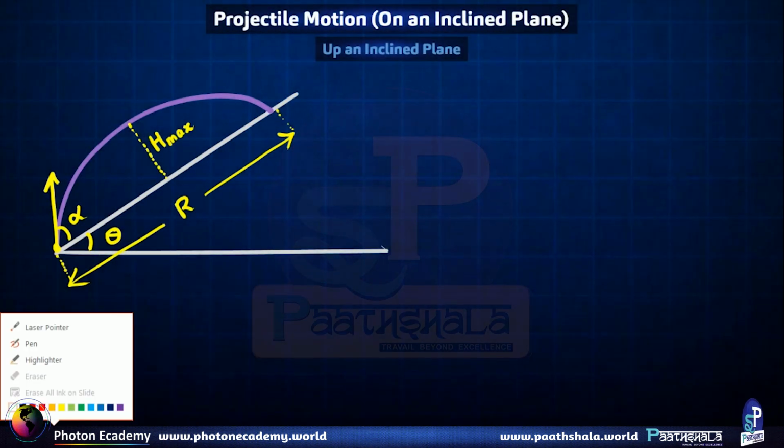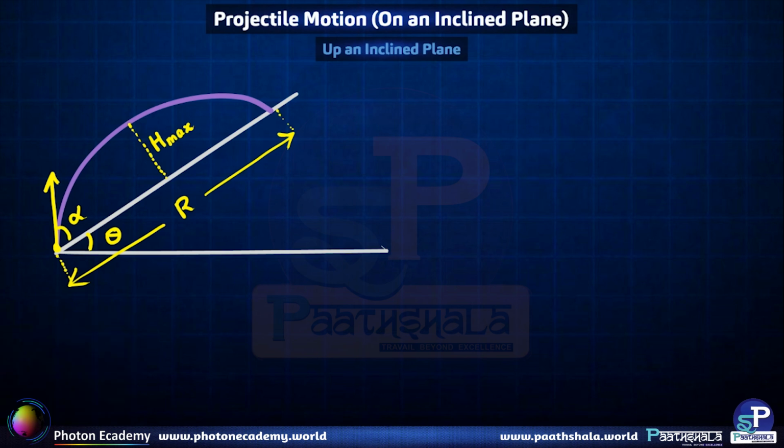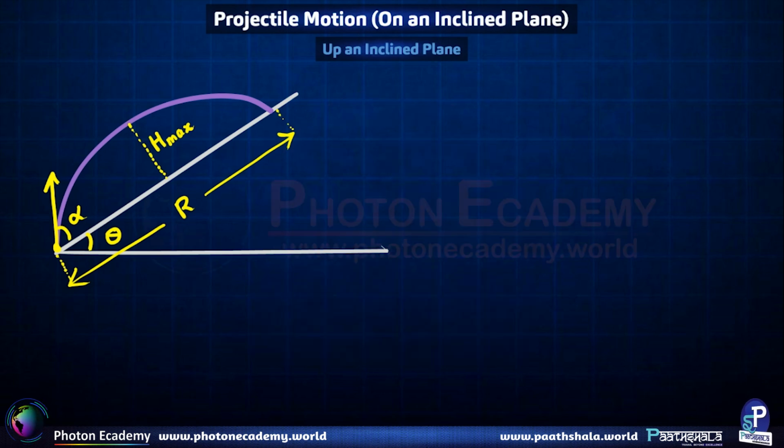Let us study projectile motion on an inclined plane. So here an object is thrown up an inclined plane from the bottom. The angle of projection with respect to the inclined plane happens to be alpha, and the angle of the inclined plane itself happens to be theta.